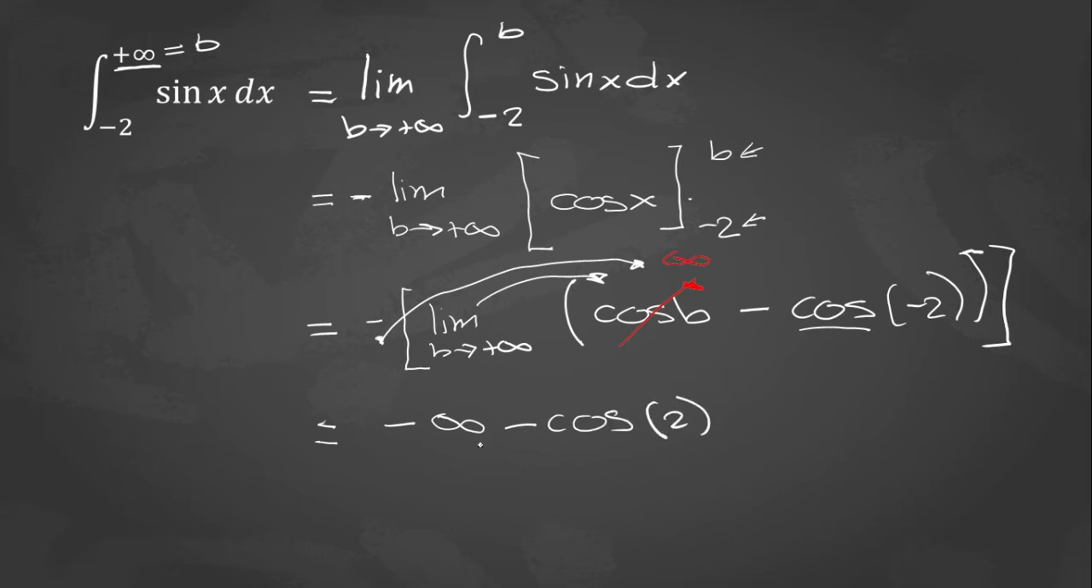Notice that an infinite value minus a constant is still infinite, so it is equal to negative infinity. Thus, the improper integral is divergent.